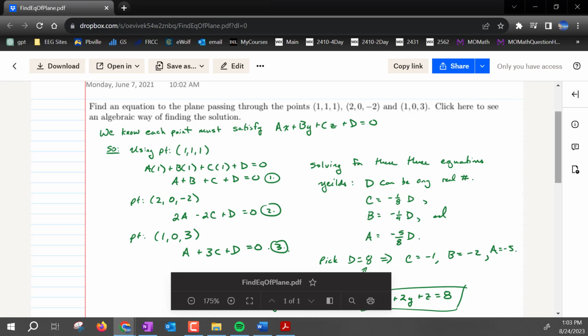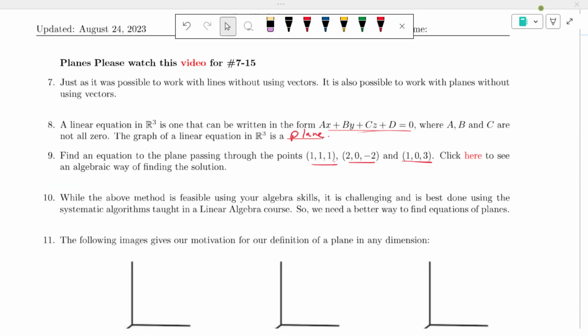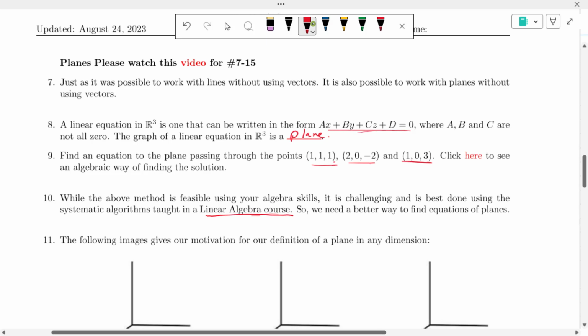We are not going to be doing this much in this class, and if we return to our handout, the above method is feasible using your algebra skills, but I think it's challenging and it's hard to keep everything organized. Better yet, in a linear algebra course, you'll learn a very methodical way of working through that. So what we'd like to do instead is build the same equation of a plane using vectors. So scrolling down.